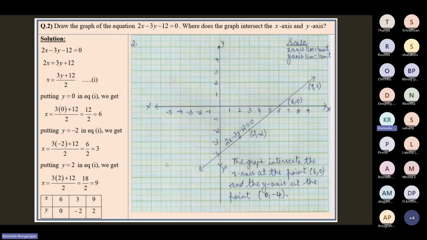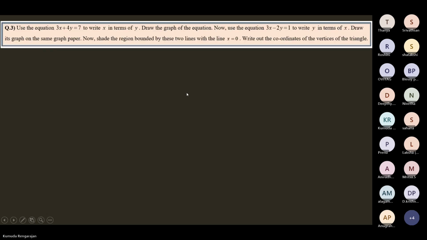Okay, over to the next one. Use the equation 3x plus 4y is equal to 7 to write x in terms of y. Now tell me somebody, how do you write x in terms of y?